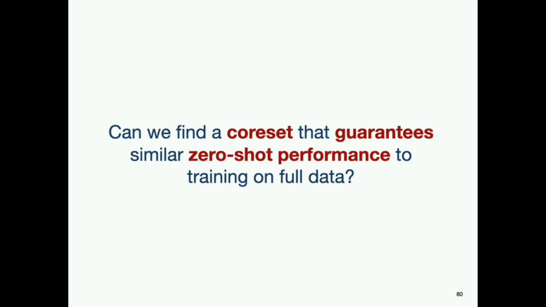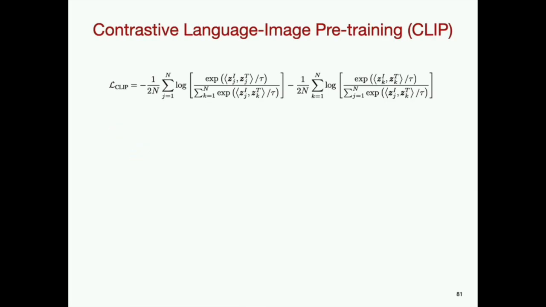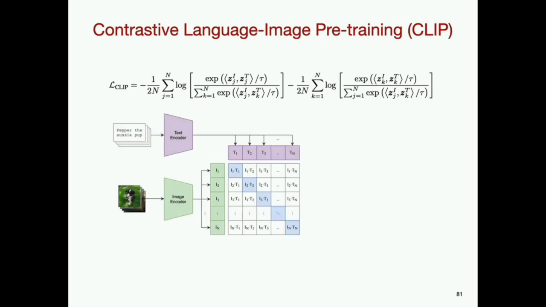Again, our focus will be on finding a core set that guarantees similar zero-shot performance to training on the full data. Can we select a subset that preserves the performance of the full data? Let's get into it now. This is the CLIP loss function. I know it looks a little confusing, so I'll also show the visual depiction we had earlier.